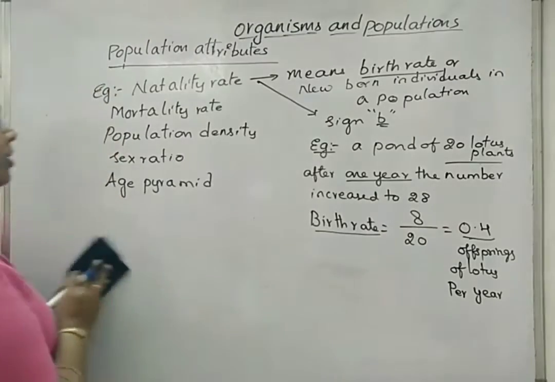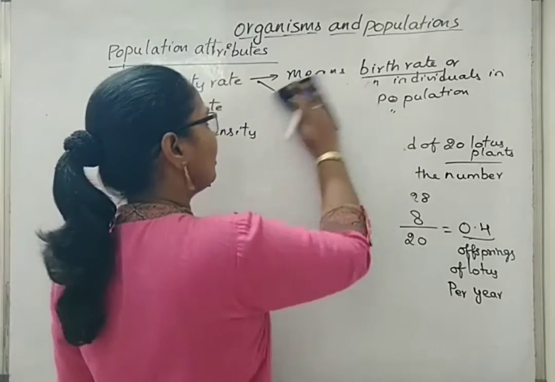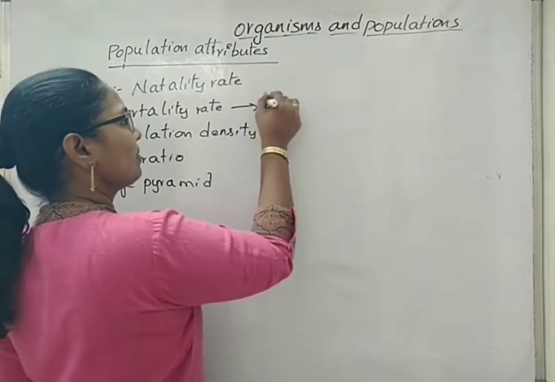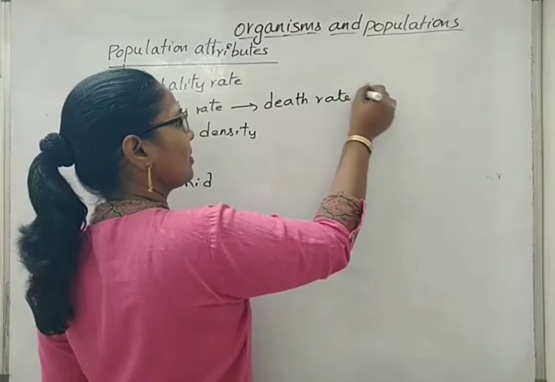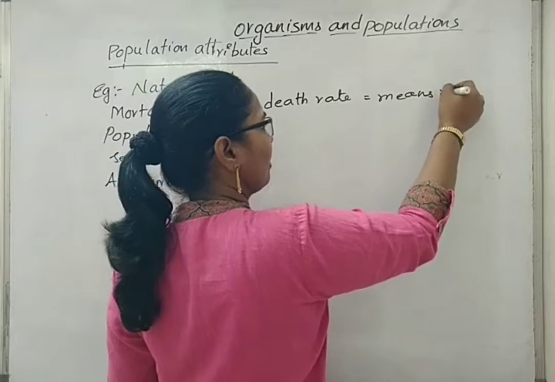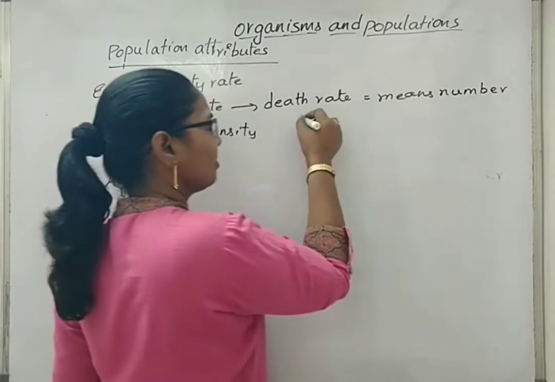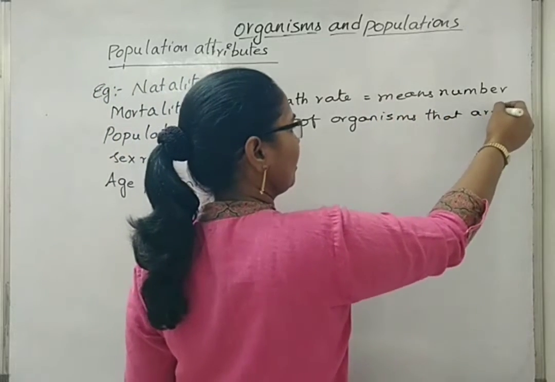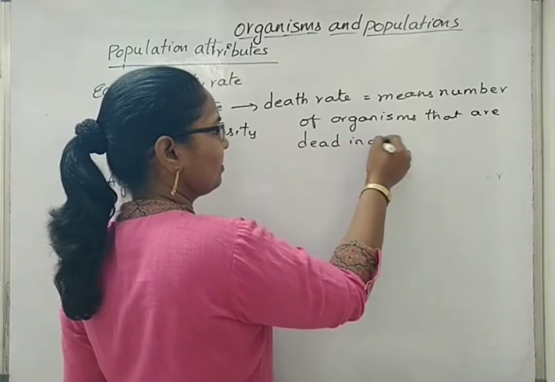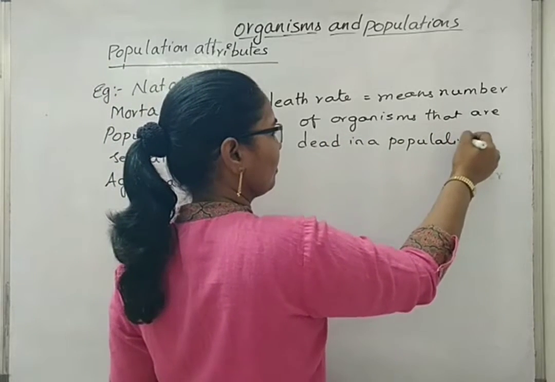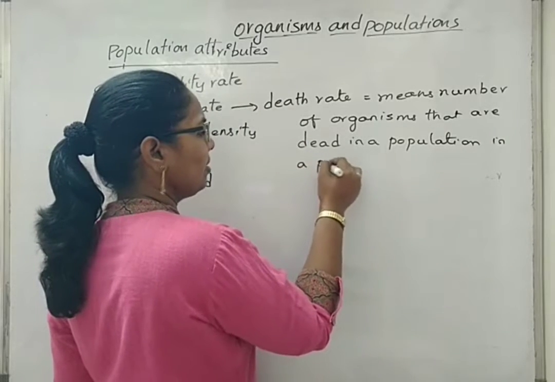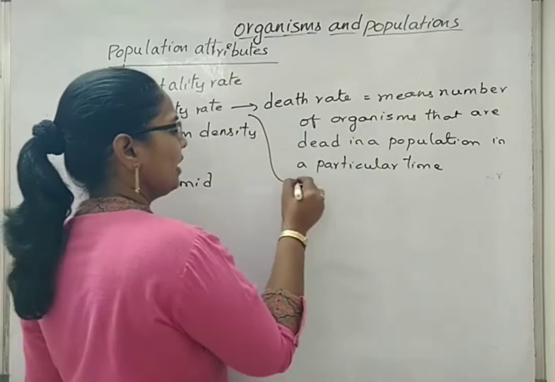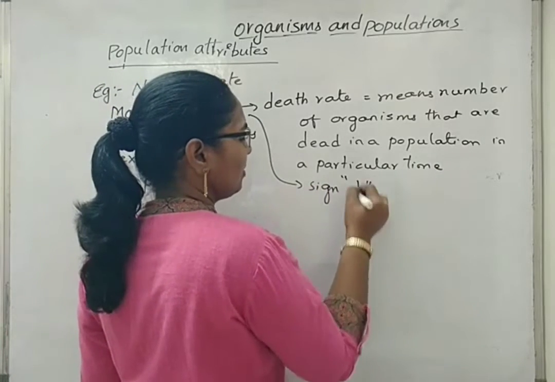Next one is mortality, which means the death rate. This means the number of organisms that are dead in a population in a particular time period. This is indicated with the sign small letter d.